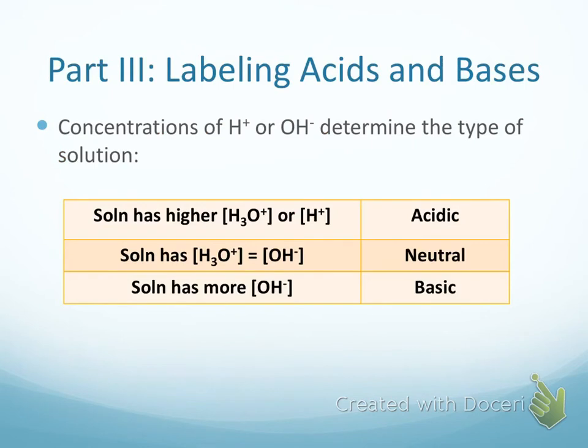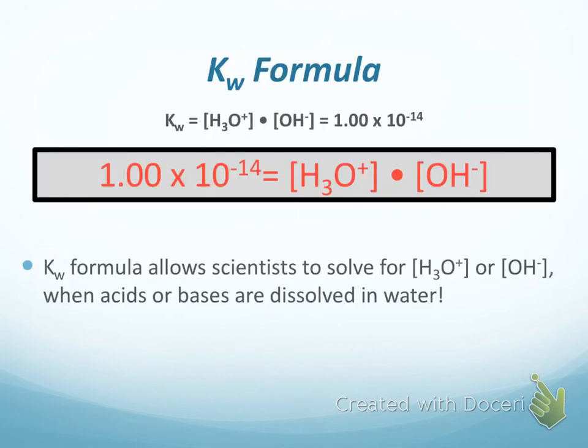So let's take a moment and summarize. If you're given values, if your solution has more hydronium or hydrogen than it does hydroxide, it is acidic. If you have equal amounts, you're dealing with water. It's neutral. And if you have more hydroxide than the H+ or H3O+, it's basic. Now this formula is going to show us the math behind it, and I'll get into some math examples later, but hopefully just, again, making meaning out of this.